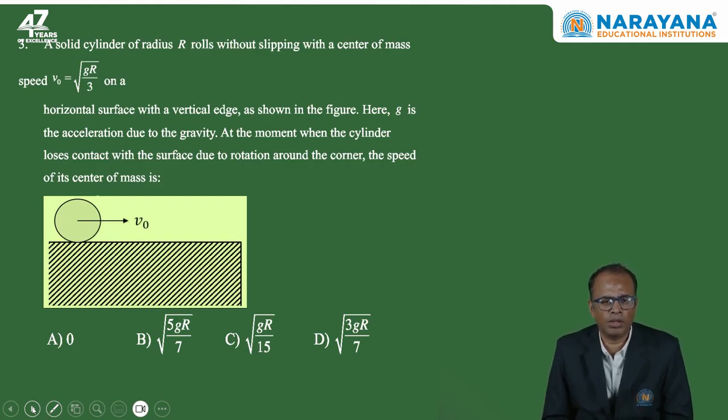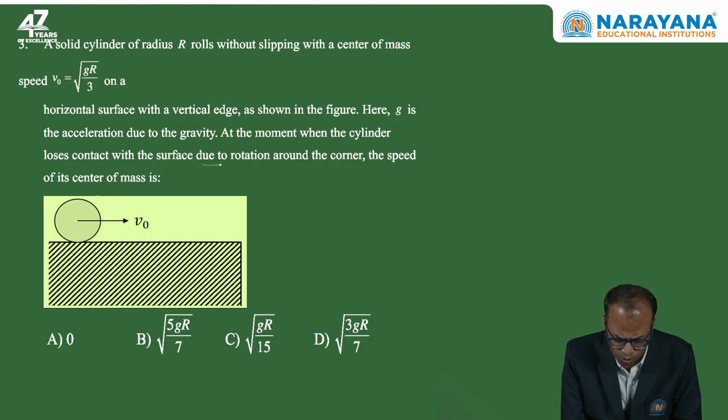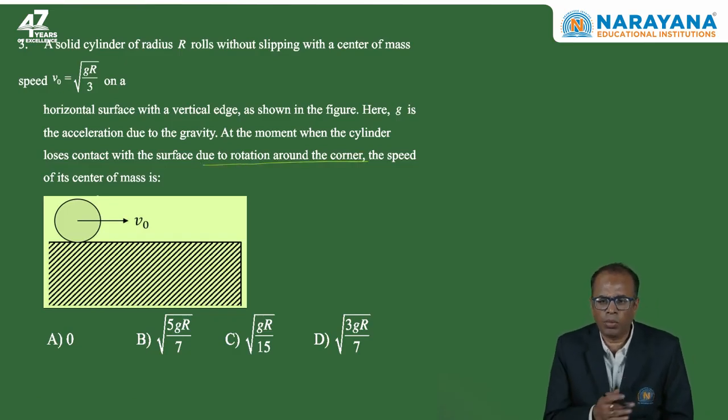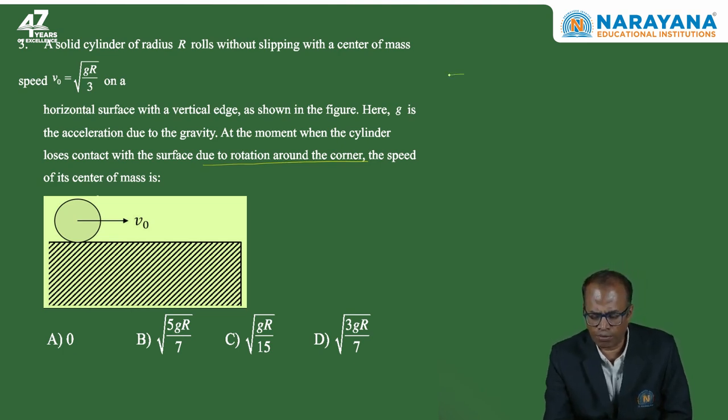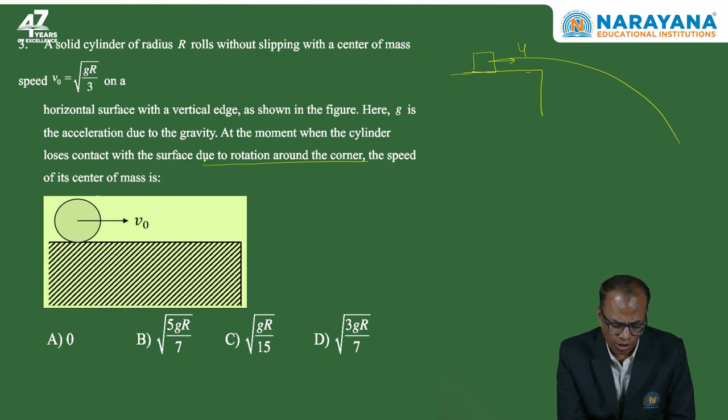At the moment when the cylinder loses contact with the surface due to rotation around the corner, speed of the center of mass. Now this is important, due to rotation around the corner. Don't treat it like a block sliding on a surface, that if I just had a block sliding on a surface, I have a surface like this and I place a block like this and I throw it with some velocity, this flies off. This is not a situation like this. It is clearly saying due to rotation around the corner.